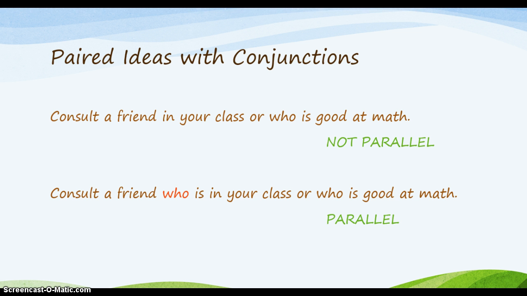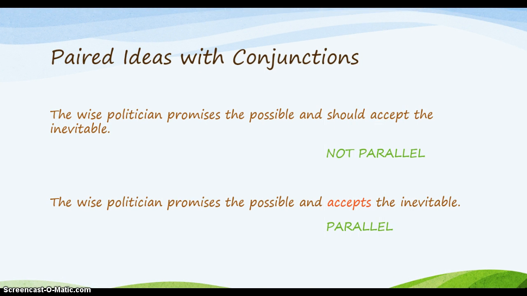Very simple to make this parallel. Look at the revision on the bottom. Consult a friend who is in your class or who is good at math. Now we have who is on both sides of our coordinating conjunction or. That makes this sentence parallel. Let's look at another example.